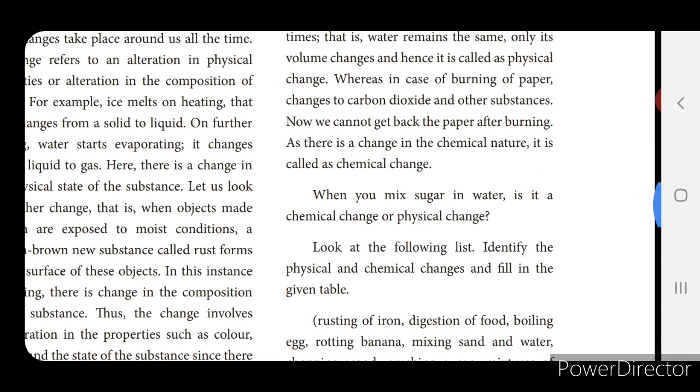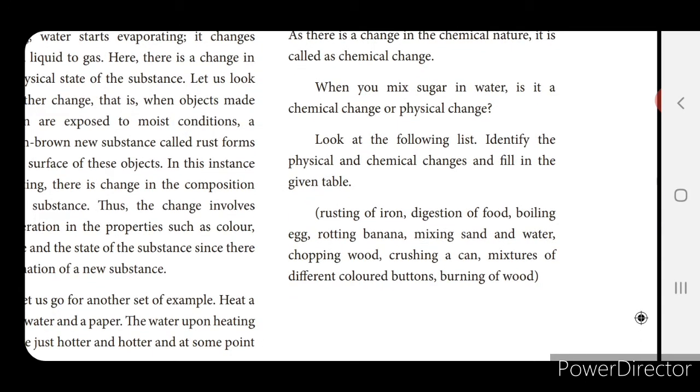Understood, children? Yes. So when you mix sugar in water, is it a chemical change or physical change? If you mix sugar and water or salt and water, a salt solution or sugar solution will be produced. Yes, so volume alone will change, so it is a physical change. But if you heat it, some reaction will take place. That process we call a chemical change.